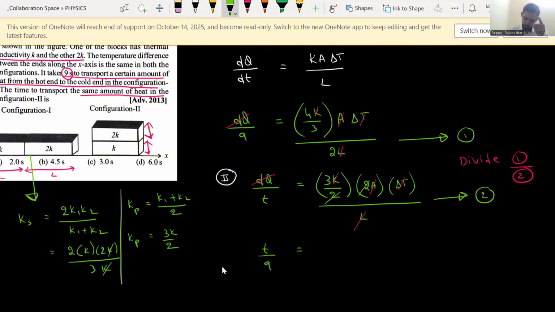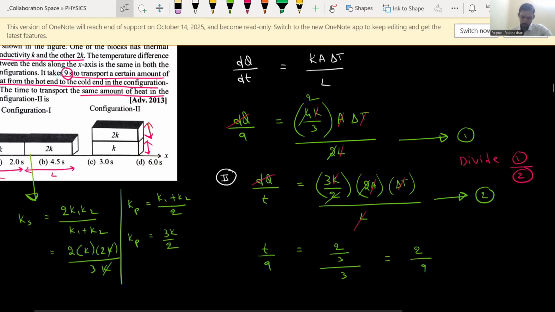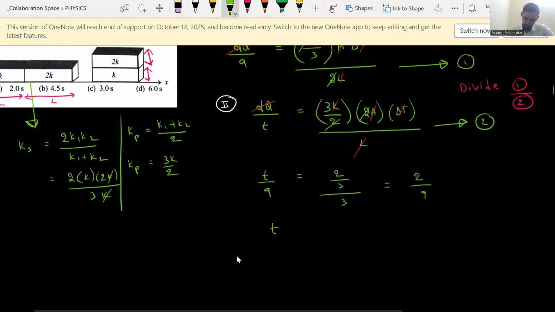Here 2 one time, 2 times gets cancelled, right? So in the numerator completely we are left with 2 divided by 3, whole divided by, in the denominator, only 3 left. So this becomes 2 divided by 9. So finally t by 9 equals 2 by 9. The 9 gets cancelled. t equals 2 seconds.